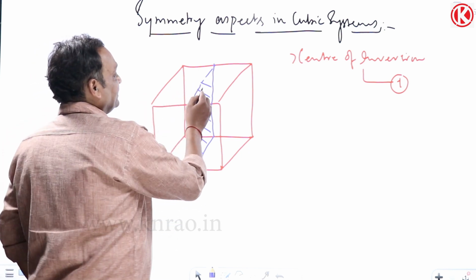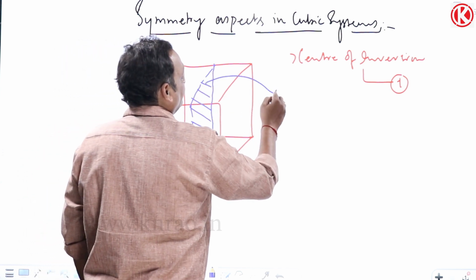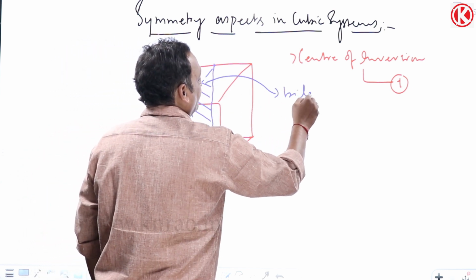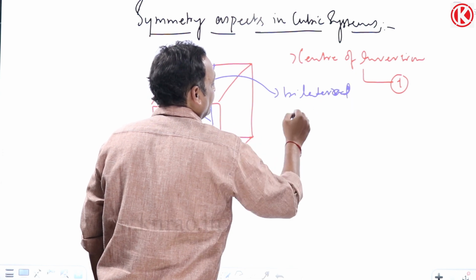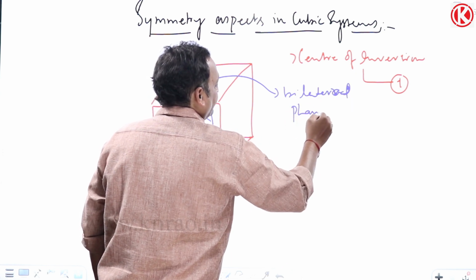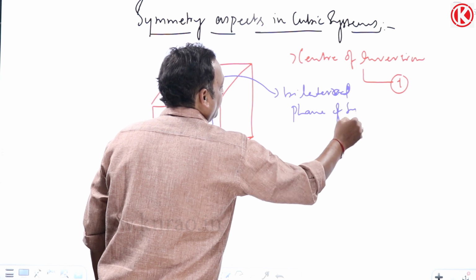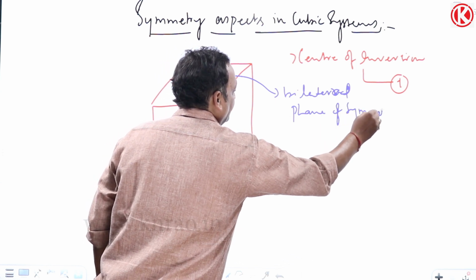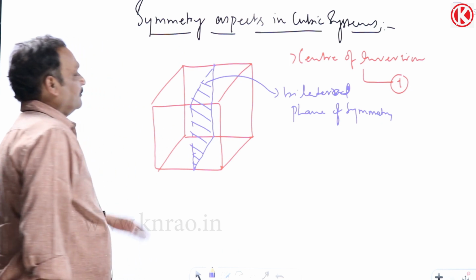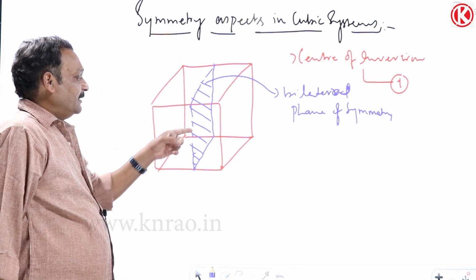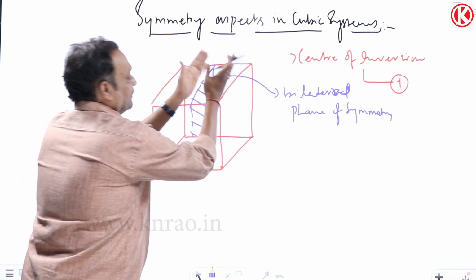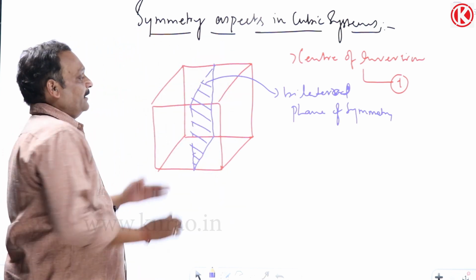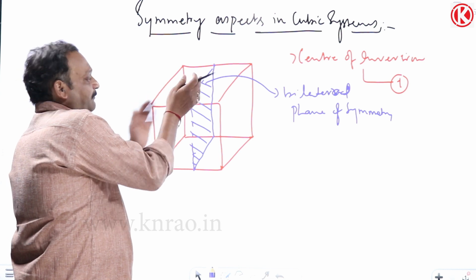Because the cube exactly looks as it was before. So this is called one bilateral plane of symmetry. Now this cube has this bilateral plane of symmetry. It is nothing but when you reflect this part of the cube in the mirror, you will get the other part of the cube. So these bilateral planes are about reflection.